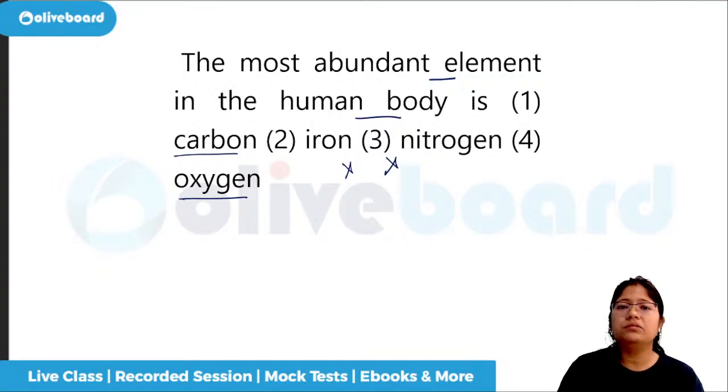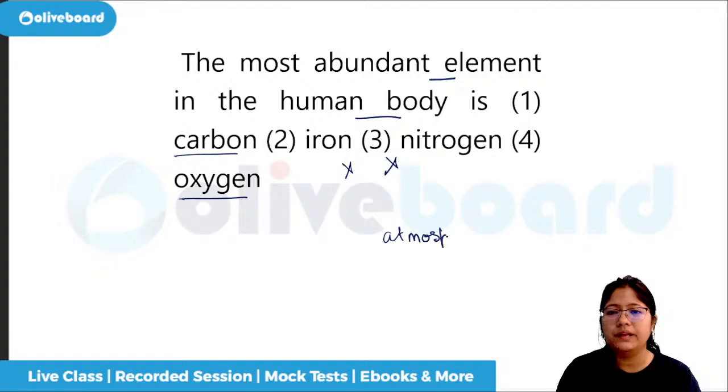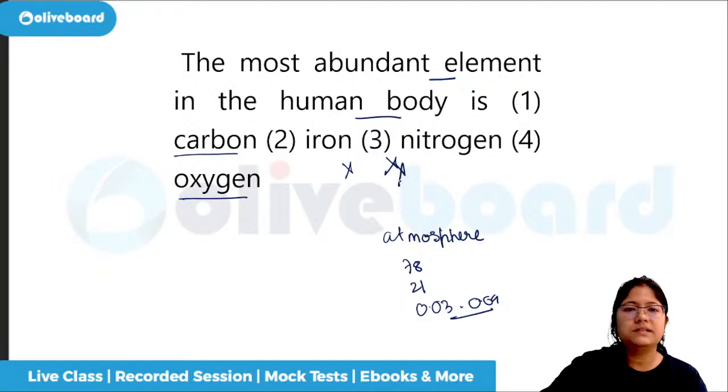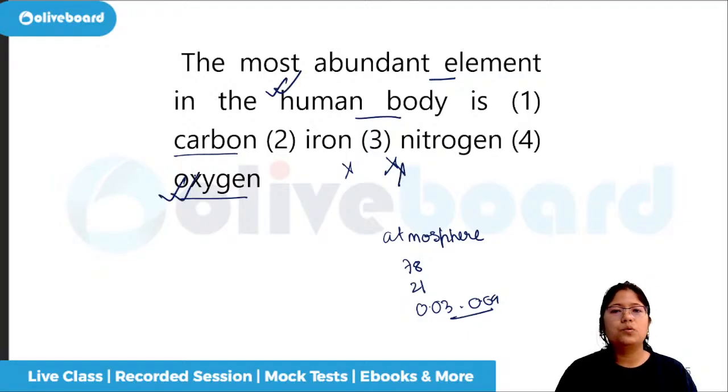They're not asking about the atmosphere. If they would have asked about the atmosphere, in that case it would have been all right. We have nitrogen, we have oxygen, we have CO2 0.03 to 0.04%. Yes, so this is eliminated here. So in case of the human body, it is oxygen. The most abundant is oxygen. Okay.